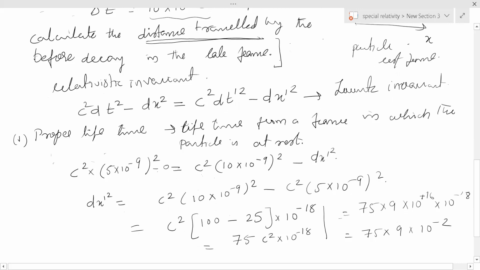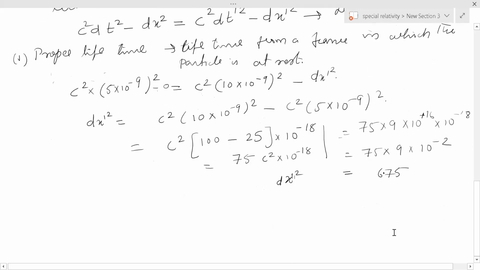Okay, plus 16. So that's correct. So we can just multiply. This is dx prime square, which is 6.75. dx prime square is something like 6.75. Or dx prime, the distance traveled by the particle, is the square root of 6.75.